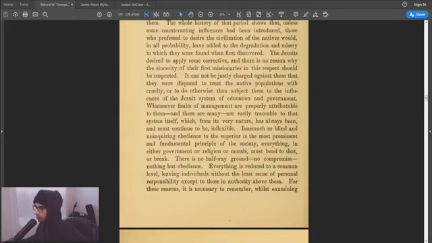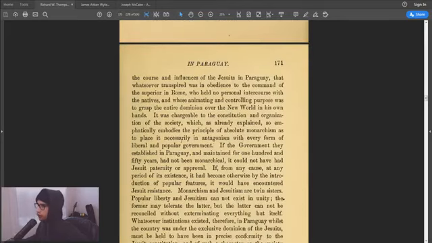For these reasons, it is necessary to remember, whilst examining the course and influences of the Jesuits in Paraguay, that whatsoever transpired was in obedience to the command of the superior general in Rome, who held no personal intercourse with the natives, and whose animating and controlling purpose was to grasp the entire dominion over the New World in his own hands. It was chargeable to the constitution and organization of the society which, as already explained, so emphatically embodies the principle of absolute monarchism as to place it necessarily in antagonism with every form of liberal and popular government.